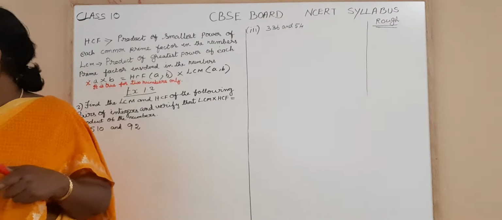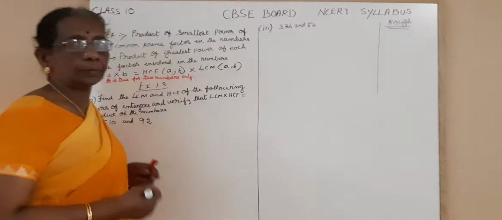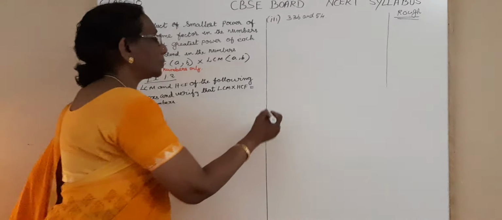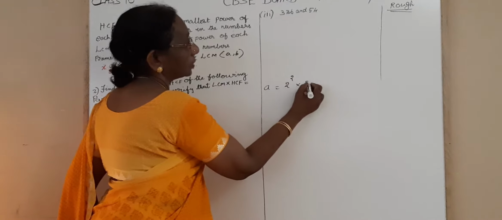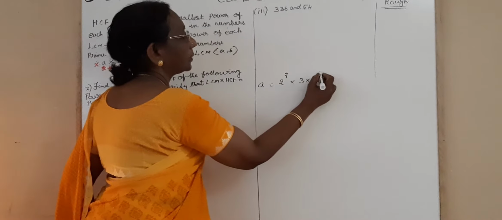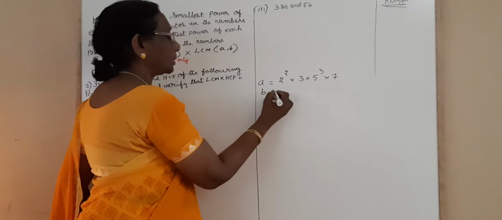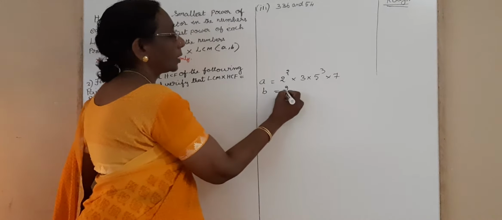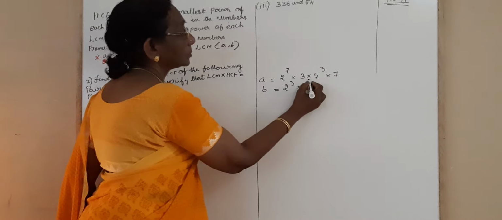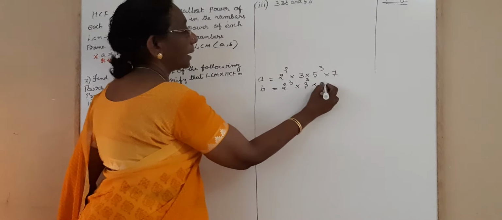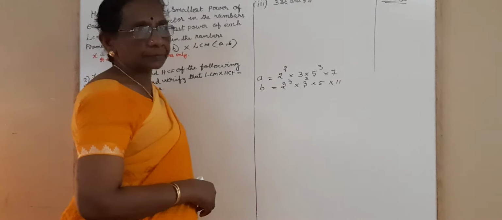Now, how to find the HCF and LCM using prime factorization? Suppose you are given A equal to 2 square into 3 into 5 cube into 7, and the prime factorization of a number B is 2 cube into 3 cube into 5 into 11. We are given like this.